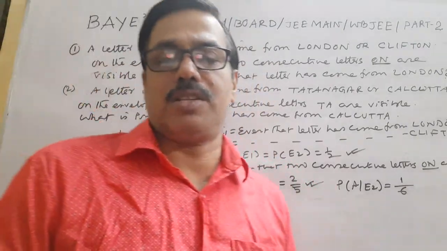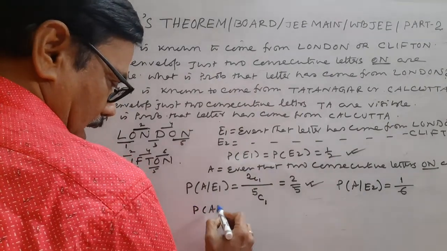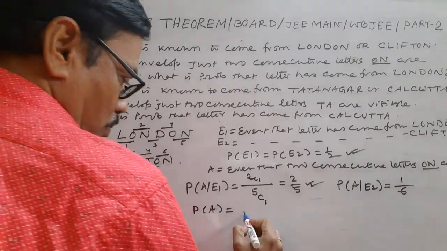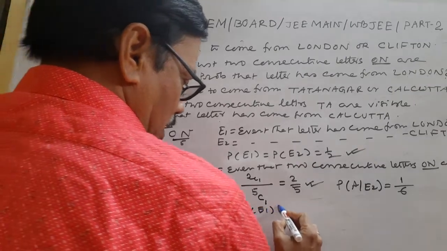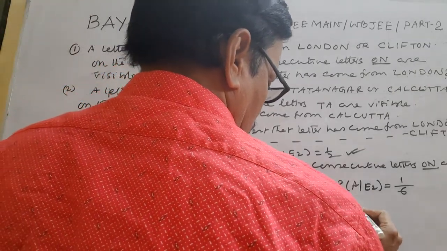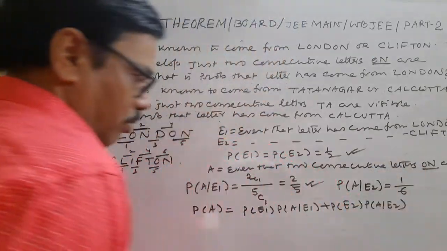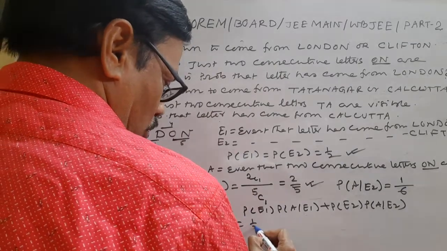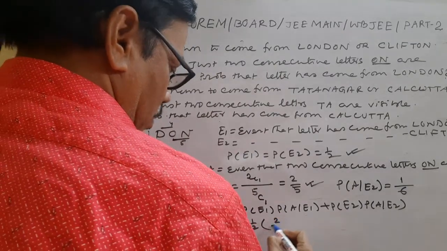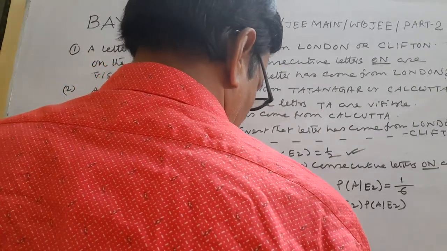Then it is very simple. Find P(A). What is the total probability? P(A) equals P(E1) into P(A|E1) plus P(E2) into P(A|E2). No need of writing this if it is a problem of competition. So half common, 2 by 5 plus 1 by 6. So this is P(A).